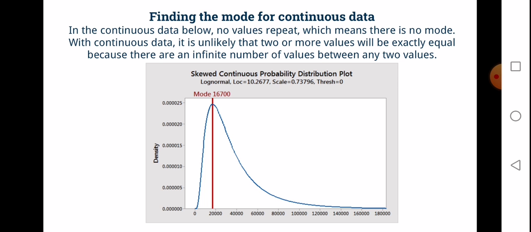An example is the probability distribution plot that displays a log normal distribution that has a mode of 16,700. Now we use the mode when we have categorical data, ordinal data, count data, and probability distributions.